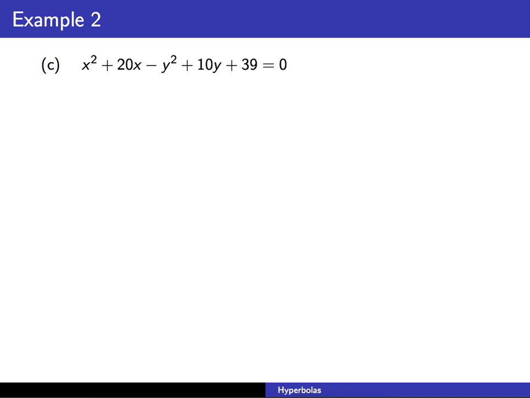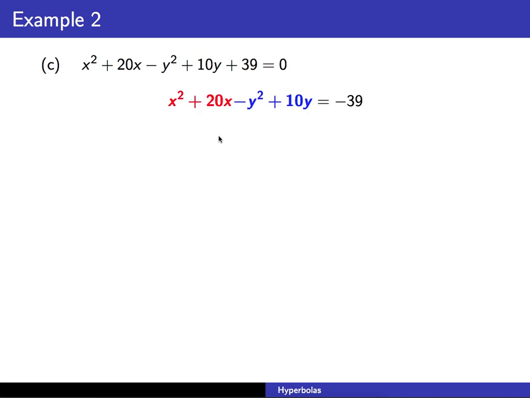In this video, we're going to take a look at some more examples of writing the equation for a hyperbola in standard form. We're just going to pick up from where we left off in the last video. So, we have x squared plus 20x minus y squared plus 10y plus 39 equals 0. Let's subtract 39 from both sides to get the variables on one side.